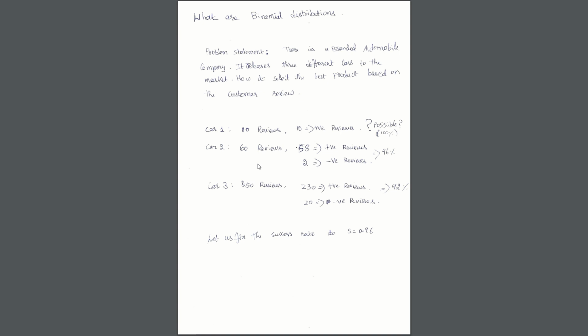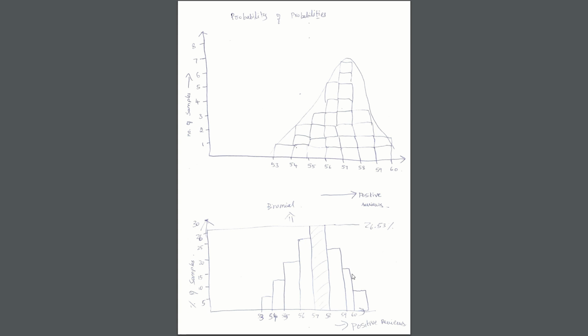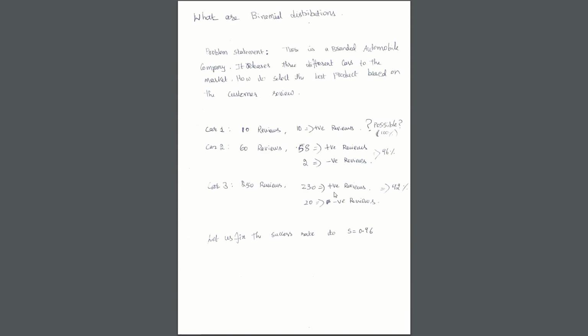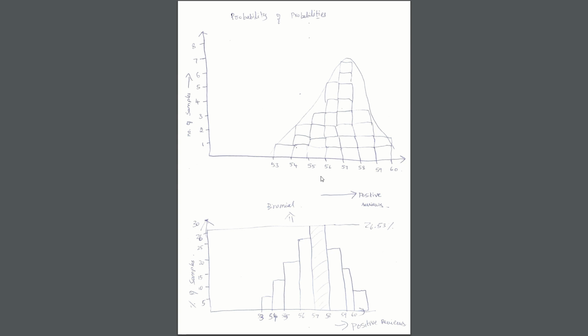So for this case, we would like to use the binomial distribution in order to determine the best product based on the customer reviews. Let's now fix the success rate to 96% and proceed with the probability. The total number of positive outcomes is 58, the total number of reviews is 60, and 58 by 60 gives you 0.96 probability. So the binomial distribution is nothing but the probability of probabilities. You have positive reviews on the x-axis and number of samples on the y-axis.